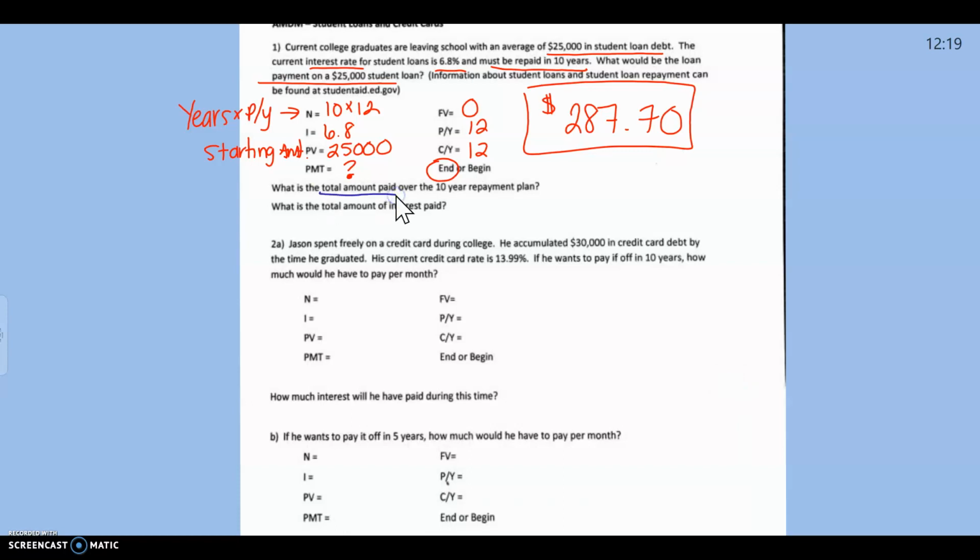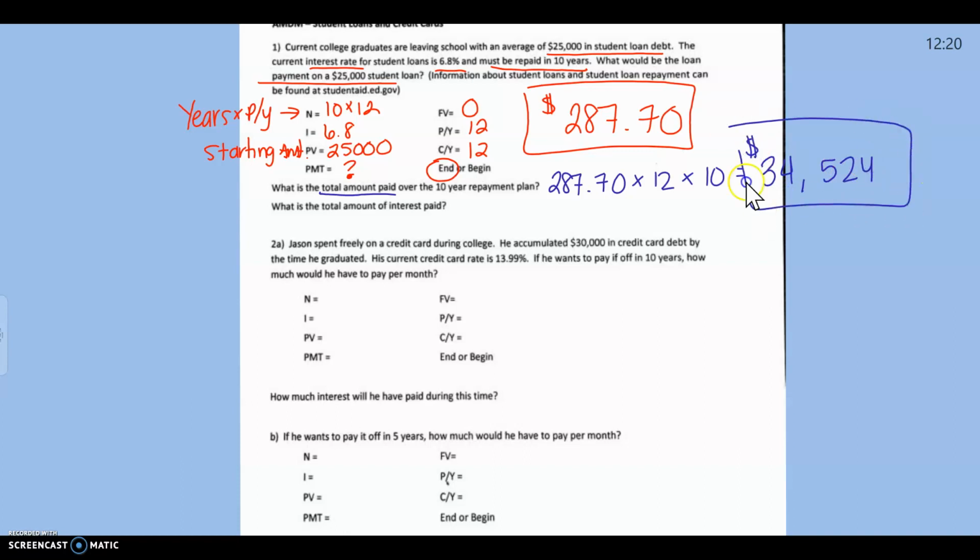Total amount paid. So you're paying $287.70 every month, so times 12. Guys, for 10 years, so times 10. So you have to actually do your math, okay? And actually get, so 287, and y'all, you're actually paying $34,524 over the life of your loan. That's why getting into debt isn't a good thing.